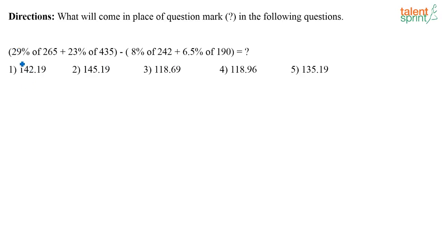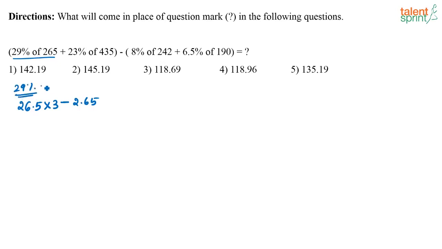Now, one way is this. They're asking what is 29% of 265. I know what is 30% of 265. What is 10% of 265? 10% of 265 is 26.5. So 26.5 into 3 will be 30% of 265. This minus 1%. Now again, what is 1% of 265? It is 2.65. Basically, I am finding out what is 29%.